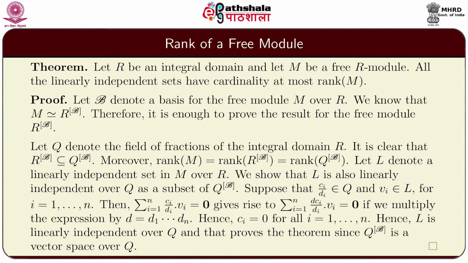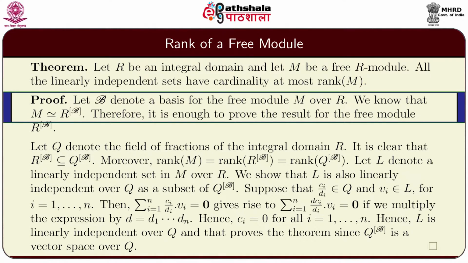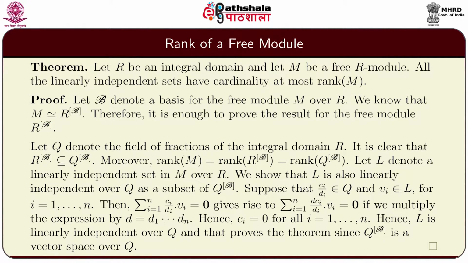Theorem: let R be an integral domain and let M be a free R module. Then all the linearly independent sets have cardinality at most rank of M. Proof: let B denote a basis for the free module M over R. We know that M is isomorphic to the module R box B. Therefore, it is enough to prove the result for the free module R box B.